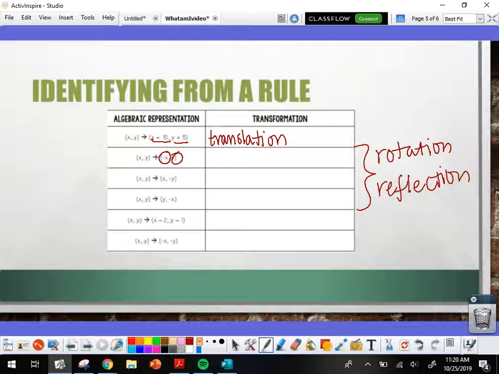In this case, the Y stays the same and the X becomes the opposite, but they're not changing positions at all. And since one is staying the same and one becomes the opposite, it's a reflection over the Y-axis.